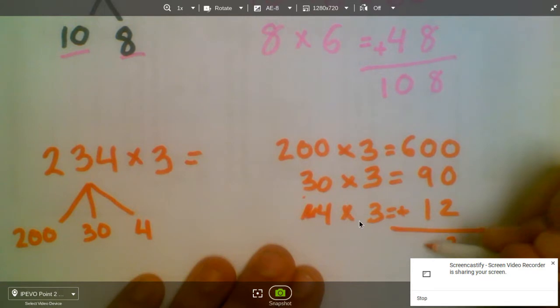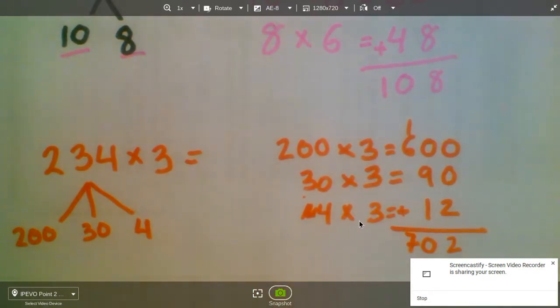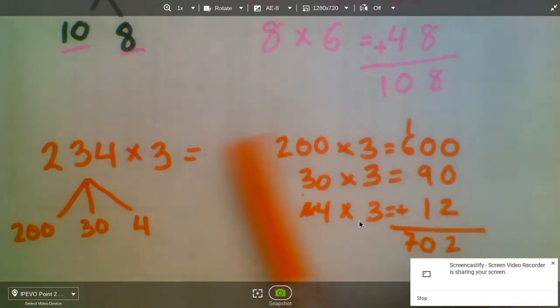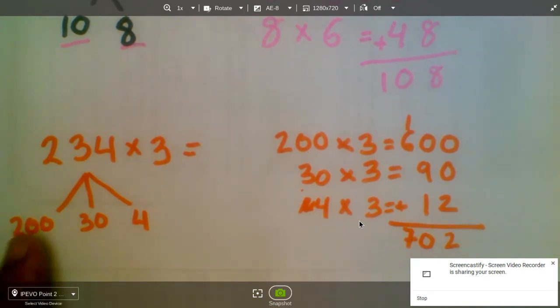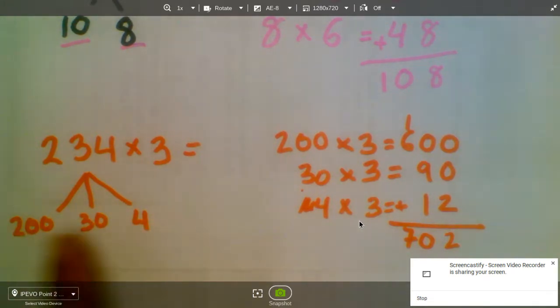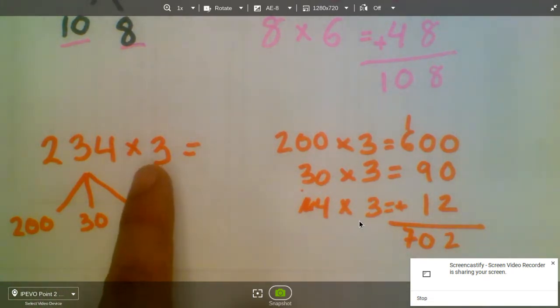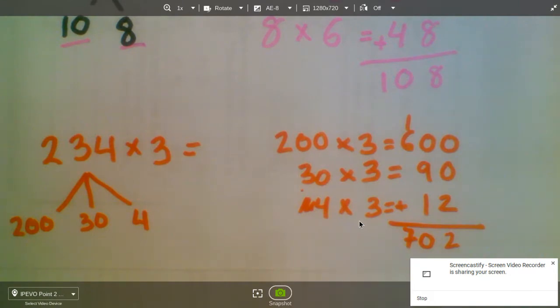2, 0, 702 is my answer here. So once again, I'm able to decompose it. That's our term for when we break up a number. And by the way, decomposing doesn't have to be done into specifically place values here. Decomposing just means breaking up a number into smaller parts, but I'm breaking up into its expanded form, 230 and 4. And by multiplying each of those parts by 3, I'm able to get my answer, 702.